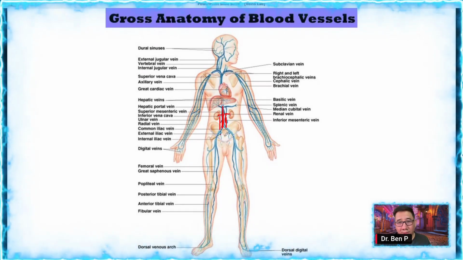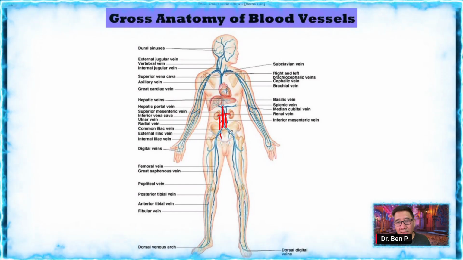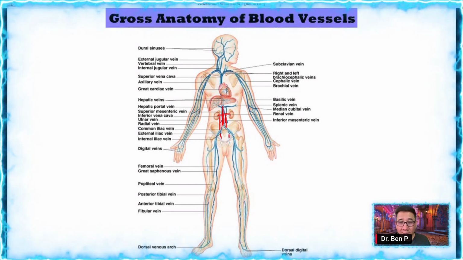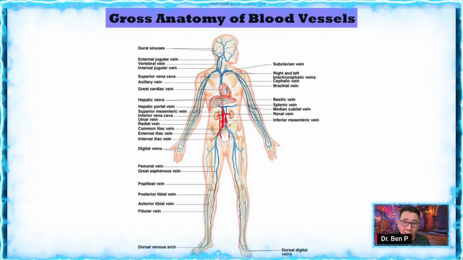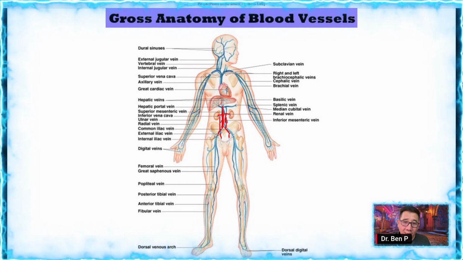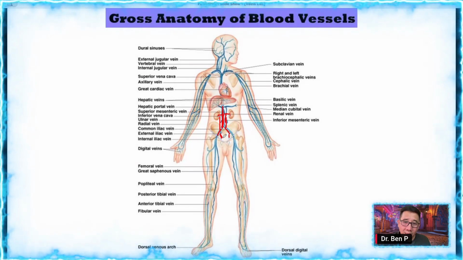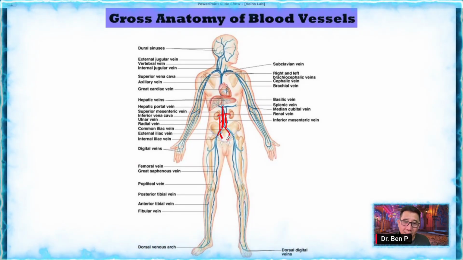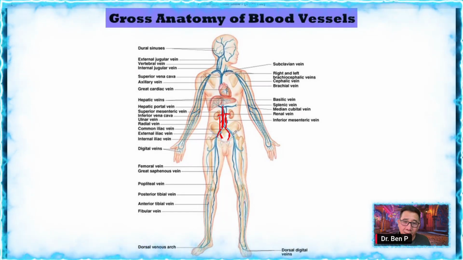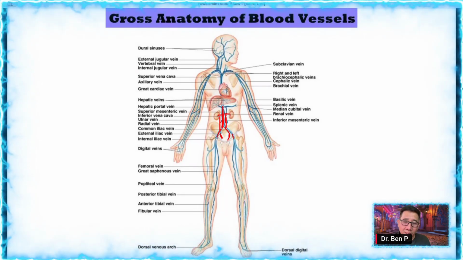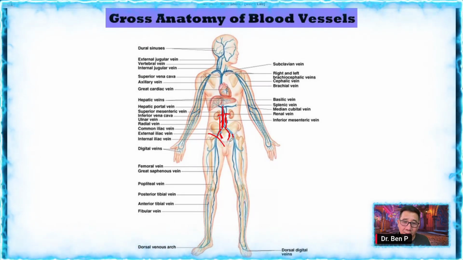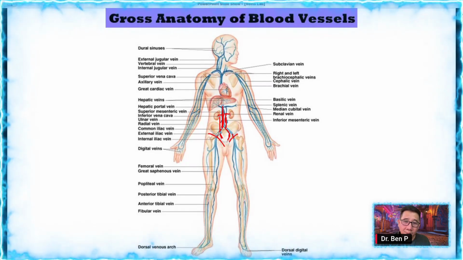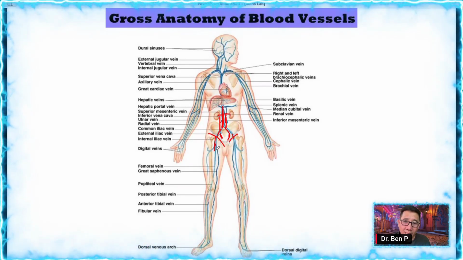So these are your internal iliac. Again, just like the artery, you have the common iliac vein. The common will split into two: the internal iliac vein and the external iliac vein right here. Once it passes your iliac crest right here, it will change name into the femoral vein. Okay, the femoral vein goes straight inside here.